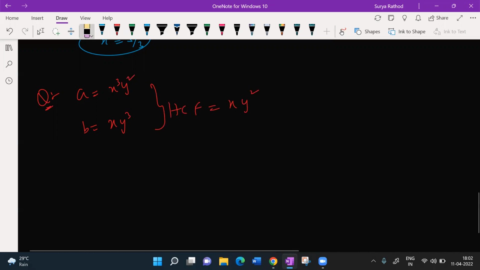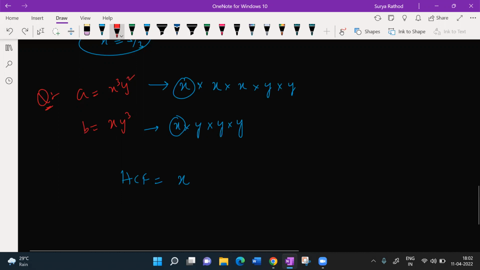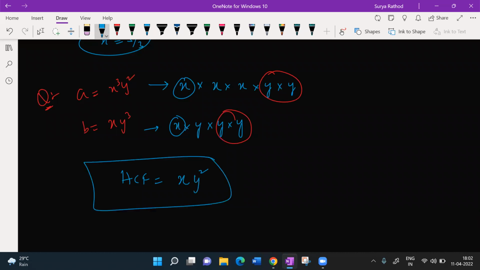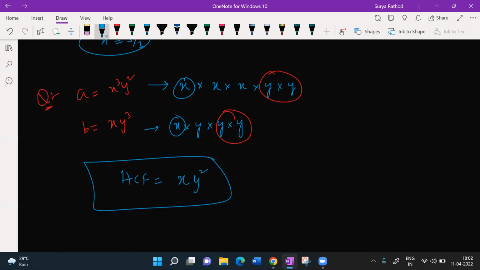How? Highest common factor. Look at this here. Common sense: x into x into x into y into y, and this one x into y into y into y. So what is the common thing you are getting here? One x in both the things, so in the HCF also you'll get one x. And what are the common terms? y into y, so y square. That is the HCF, x y square. Any doubts? No doubt, sir. Harini ji, did you understand how I just found the HCF here?